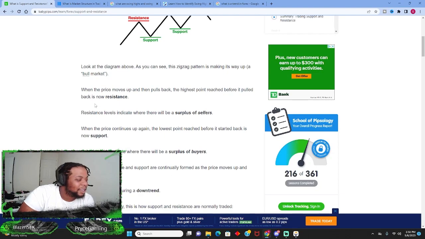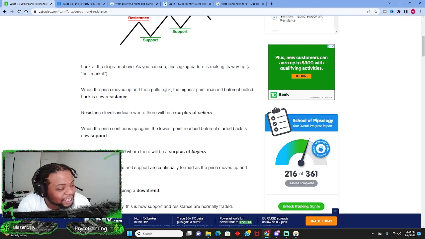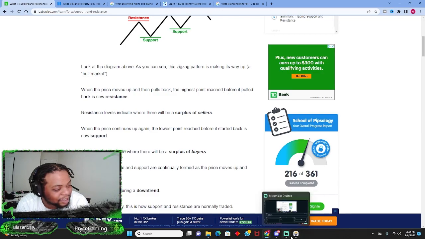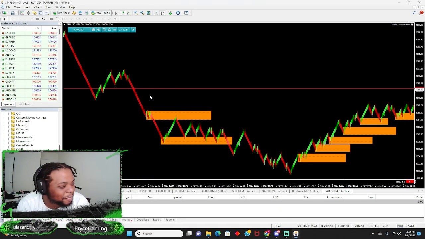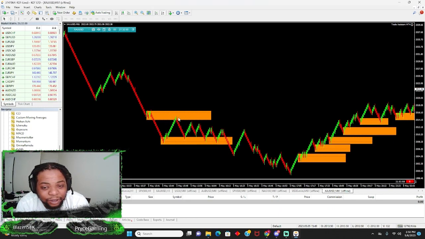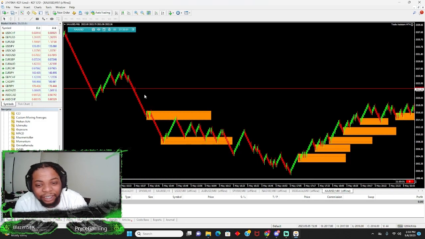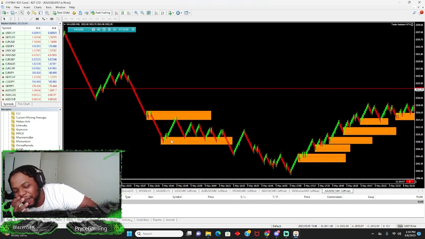So when price moves down and then pulls back, the highest point reached before it pulled back is now resistance, or the lowest point reached before it pulled back is now... No, the highest point reached before it pulls back is now resistance. Yeah, I was saying that right. My bad. So when it shoots down, the highest point it got will be resistance, which is this. The lowest point it got will be support. See, I'm saying that right now. I'm not gonna edit that, so y'all gonna hear me mess up.